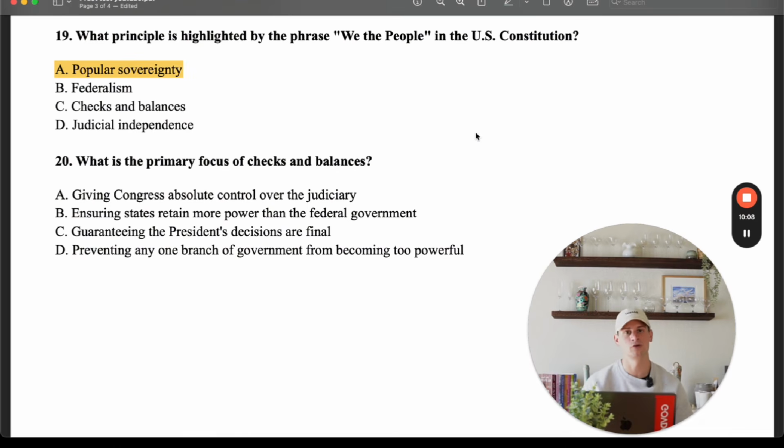This is a vocab word that you all need to know. I can almost guarantee you this will be on both the FCLE and the Civics EOC. So understand the idea of popular sovereignty. The power comes from the people. The phrase we the people in the U.S. Constitution obviously highlights that as well.